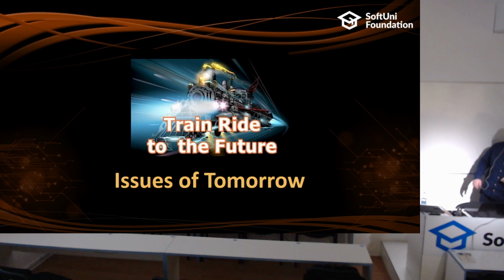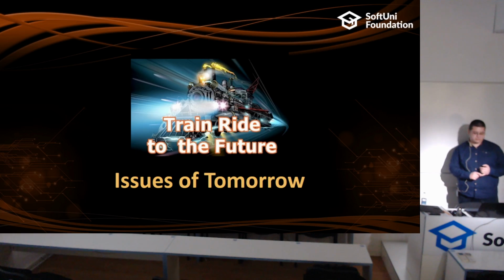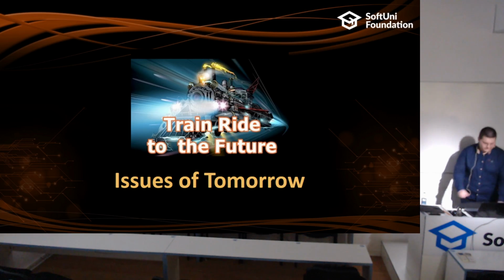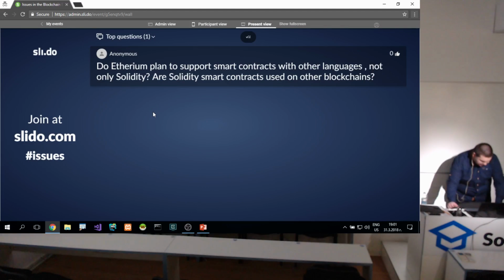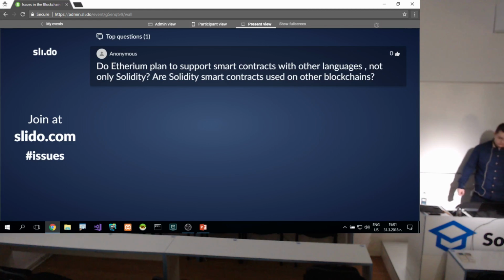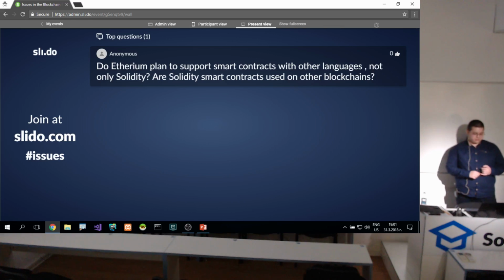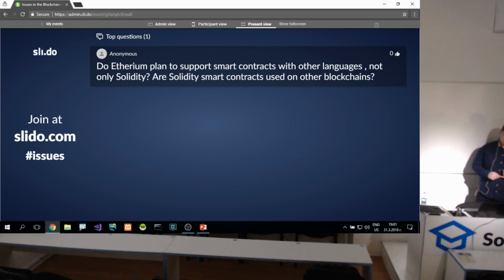Now we are going to go to the future, but first, do you have questions about smart contracts? Let me check again. So okay. Does Ethereum plan to support smart contracts with other languages, not only Solidity? Are Solidity smart contracts used on other blockchains?